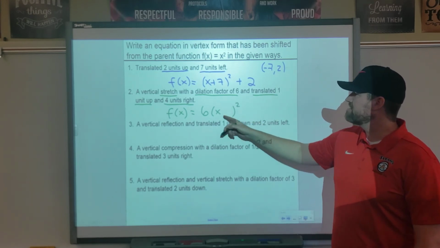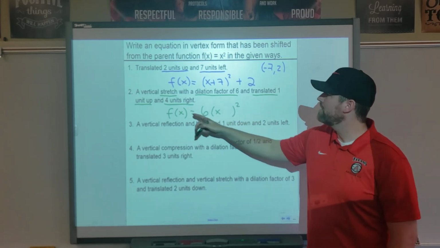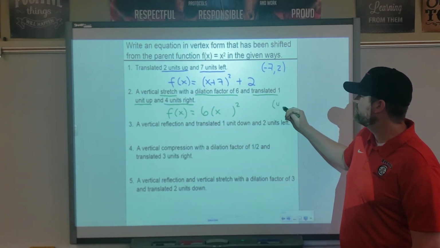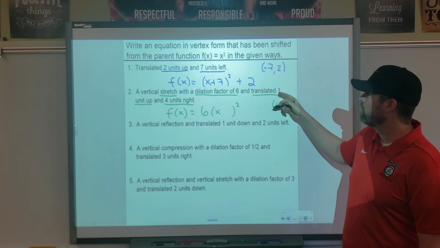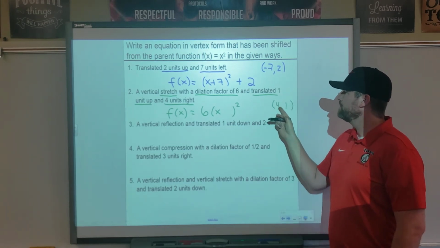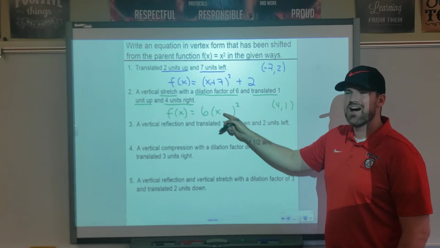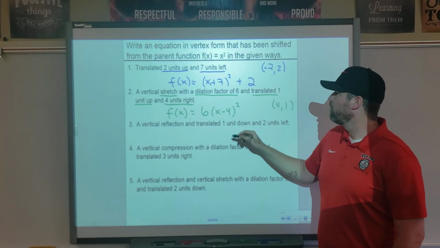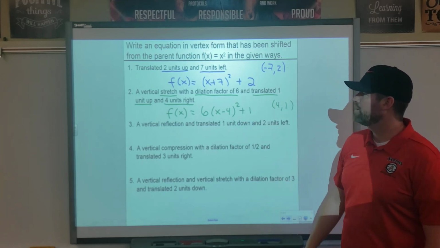Inside the parentheses, this is going to be our left and right. Well, I know I want to go 4 to the right, which would give me a vertex of 4. And then 1 up would be a 1 right there. So if I want to go 4 to the right and get a +4, I need to have the opposite inside the parentheses. And then if I want to make it go 1 up, that's +1.